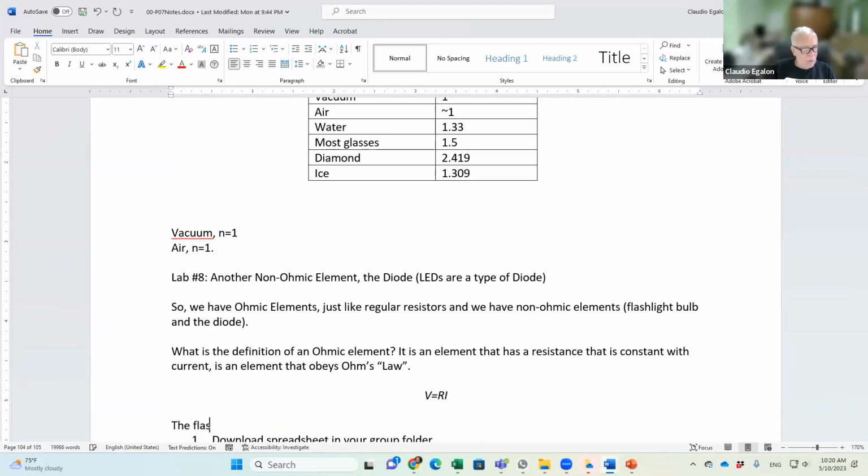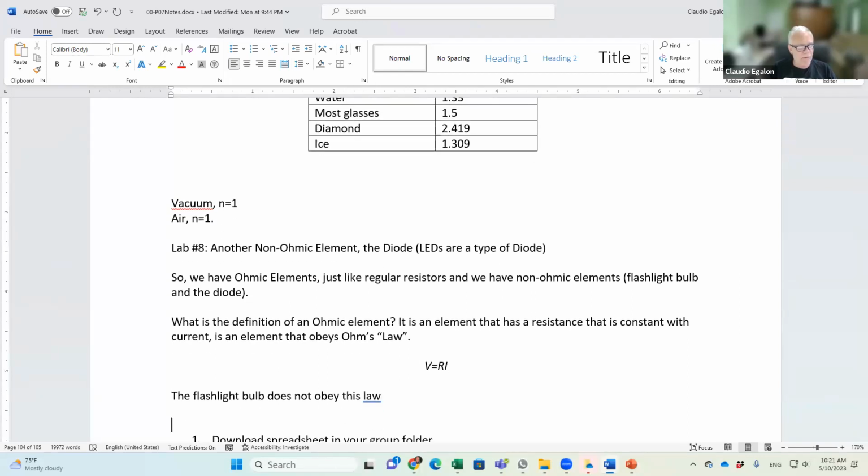The flashlight bulb does not obey this law. In the case of the flashlight bulb, you saw that it was more like a third order polynomial, right? So even though they don't obey this equation, it's still correct to say that R is equal to V divided by I, right? I'm going to write this equation a different way so you can understand where I'm going.